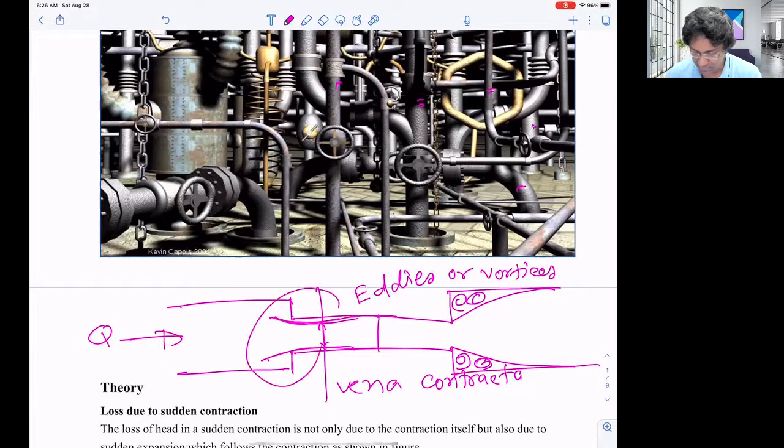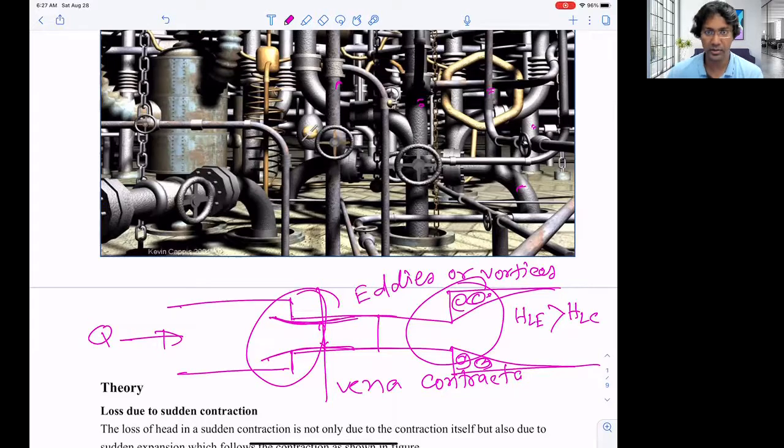That loss, head loss due to sudden contraction, and head loss due to sudden expansion are not the same. Because of the extra formation of eddies or vortices, there will be more loss. So the head loss due to sudden expansion will be greater than the head loss due to sudden contraction. In this experiment we'll calculate that, and that's why you need to know where you are losing most of your energy.